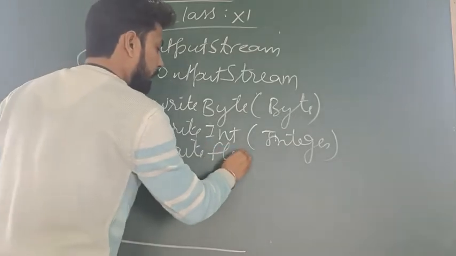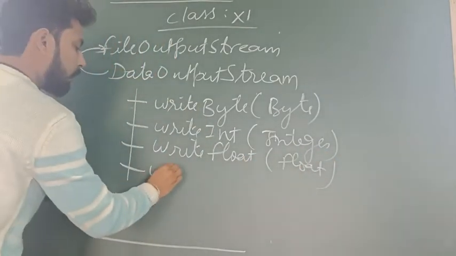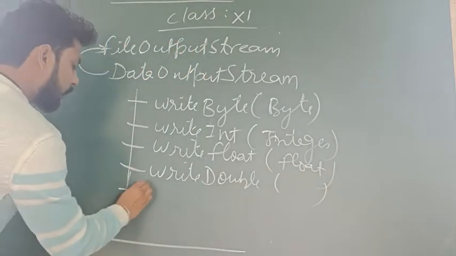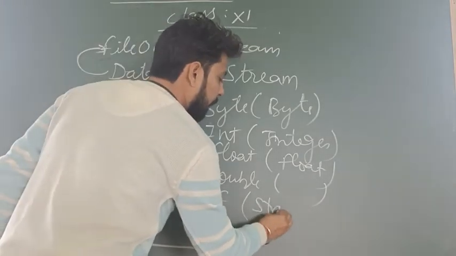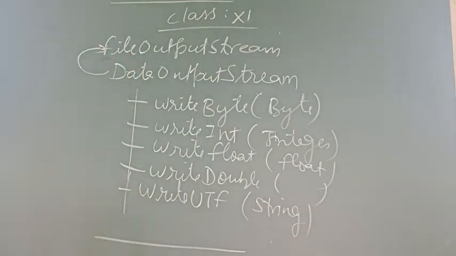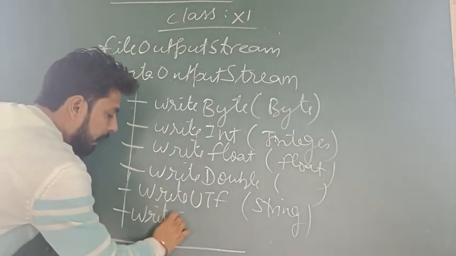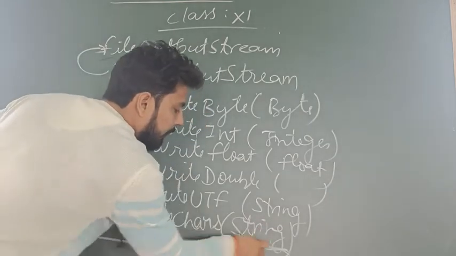writeFloat for your decimal value. Similarly, writeDouble, writeBoolean, writeUTF. UTF is just for writing a string. If you want to write some string, you can use writeUTF. And there is one more function by which you can write a string, writeChars. You can pass a string here and that value will be written to your file.